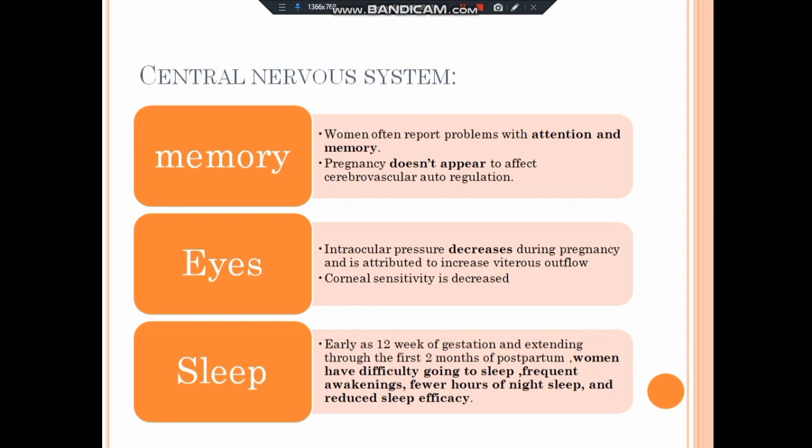Sleep: as early as 12 weeks of gestation and extending through the first 2 months of postpartum, we can find women having difficulty going to sleep, frequent awakenings, fewer hours of night sleep, and reduced sleep efficiency.